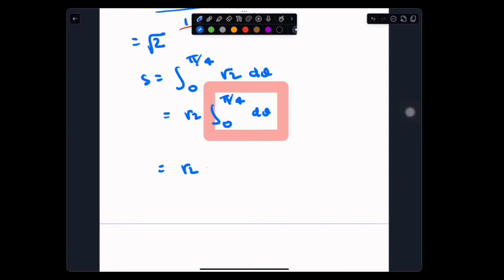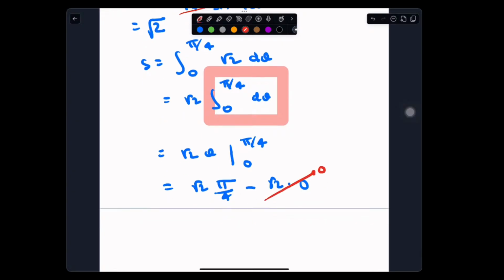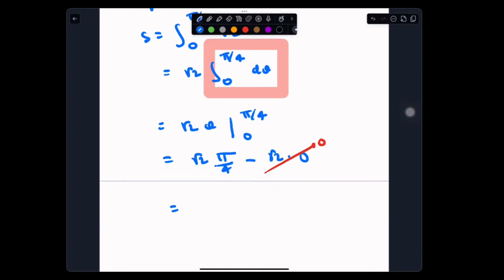Square root of 2 theta from 0 to pi over 4. Square root of 2 pi over 4 minus square root of 2 times 0. Square root of 2 pi over 4. There's the arc length.